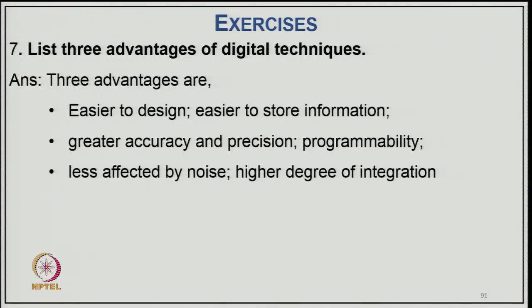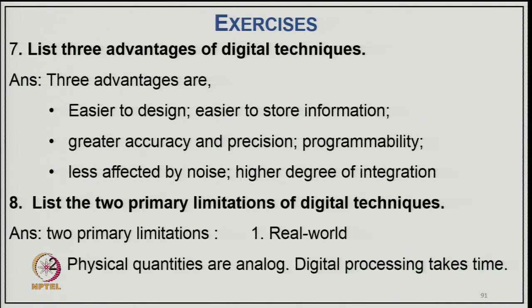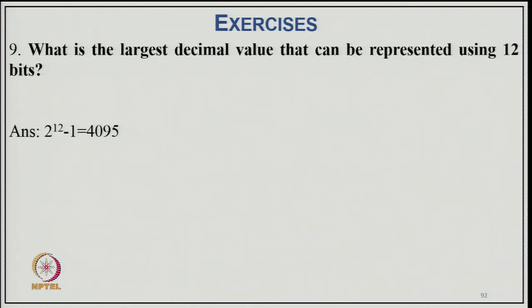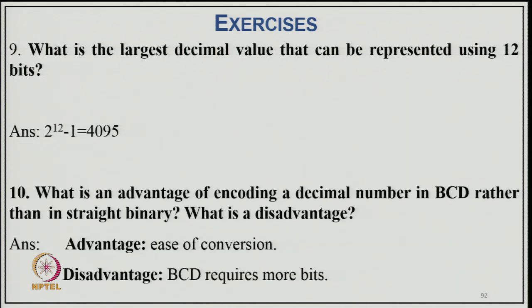Now, coming to the exercise: list the advantages of digital techniques. The advantages are: easier to design, easier to store information, greater accuracy and precision, programmability, less affected by noise, and a high degree of integration. List the 2 primary limitations of digital techniques. The 2 limitations are: the real world's physical quantities are analog, and digital processing takes time. Then, what is the largest decimal value that can be represented using 12 bits? That is 2 to the power 12 minus 1, that is 4095.